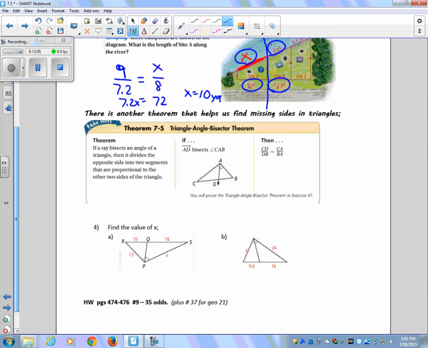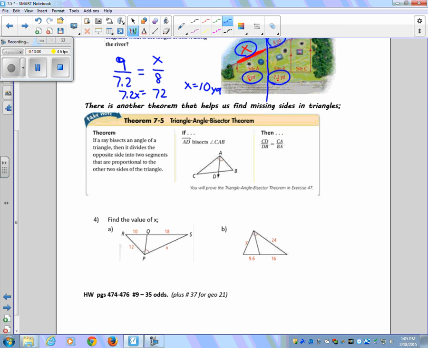Okay, there's another theorem that helps us find missing sides in triangles. This one is not really related to side splitter, but it helps us in the same way. If a ray bisects an angle, in other words, if you have an angle bisector drawn in a triangle, and you can know that it's an angle bisector because the two angles here are marked congruent to each other. It's bisecting angle A. So if a ray or a segment bisects an angle of a triangle, then it divides the opposite side into two segments that are proportional to the other two sides of the triangle. Blah, blah, blah. Sounds very confusing, right?